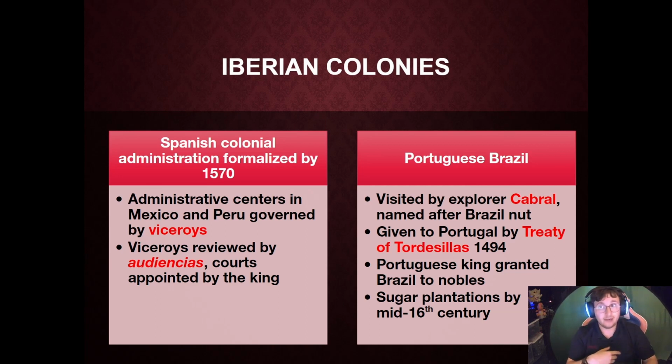And for the Portuguese, Brazil, they're really going to set up after Cabral explores, and they name Brazil after the Brazil nut, and it is given to Portugal after the Treaty of Tordesillas. The Portuguese king is going to grant Brazil to the nobles, and it's going to be a major, major sugar plantation by the mid-16th century.